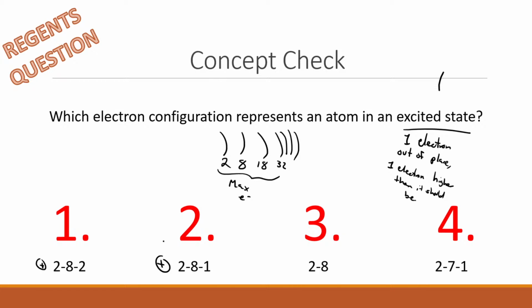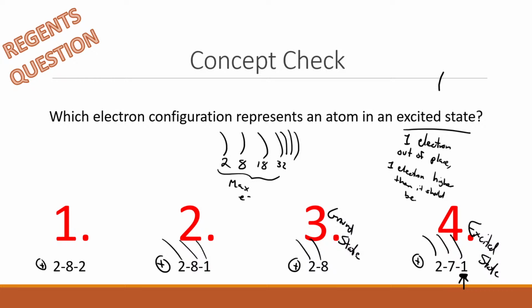2-8-1, same thing. Everything is already as close to the nucleus as it can be. 2-8, same thing. Everything is as close to the nucleus as it can be. But 2-7-1, we have one electron higher than it should be. This could be 2-8. Right? And this would be the ground state of that element. But this is the excited state. Right? One electron out of place is all you need to be in the excited state.